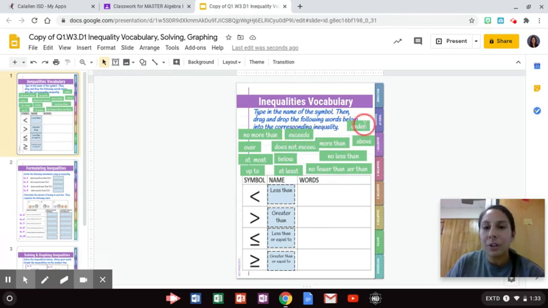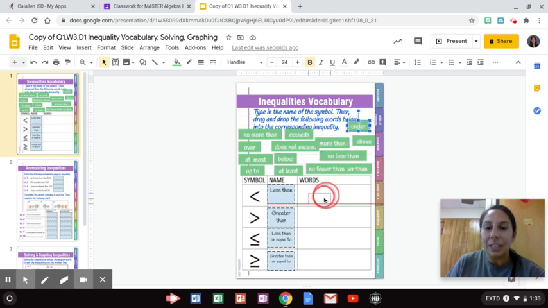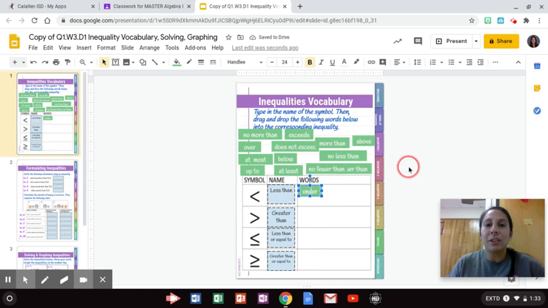So starting with the word under. If I were to grab under, I want to go ahead and drag it to which section I think it belongs to. Under is another way of saying less than, so it would go in this box right here with less than. So you're going to follow the same process for the rest of those boxes. Go ahead and pause this video so you can try that.